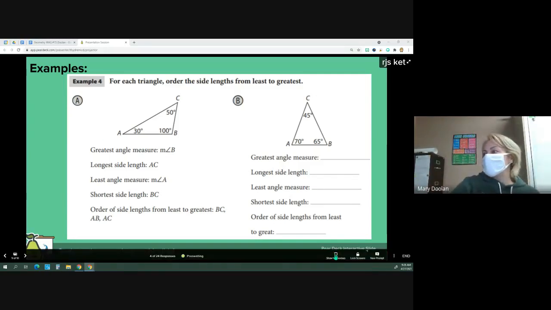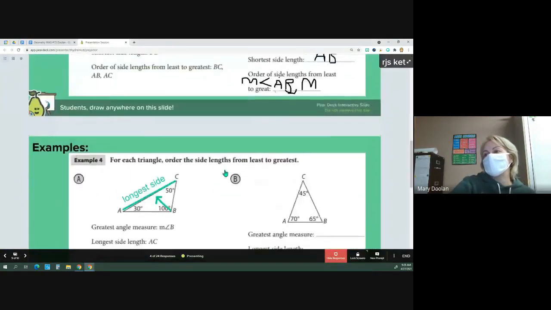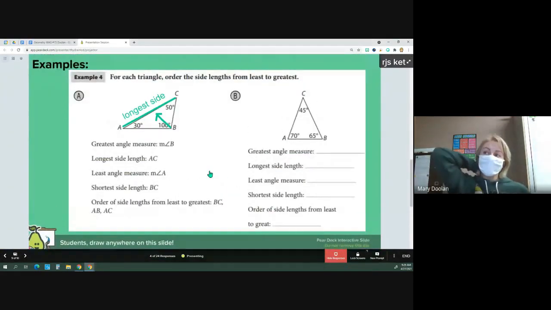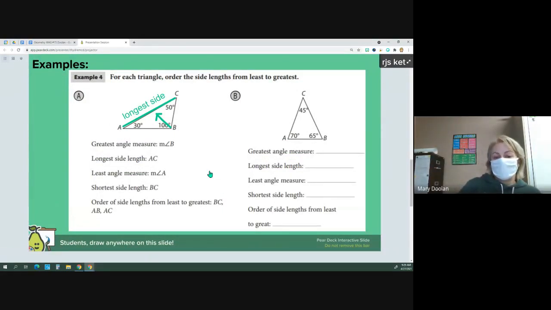Let me show you what I'm even writing because you can't see that right now. So once you identify the largest angle measure, across from it is the longest side. And if we identify the smallest angle measure out of the remaining 2, we have 30 and 50. 30 is smallest. And so across from 30 is the side CB. So that means CB, or BC, is going to be the shortest side.